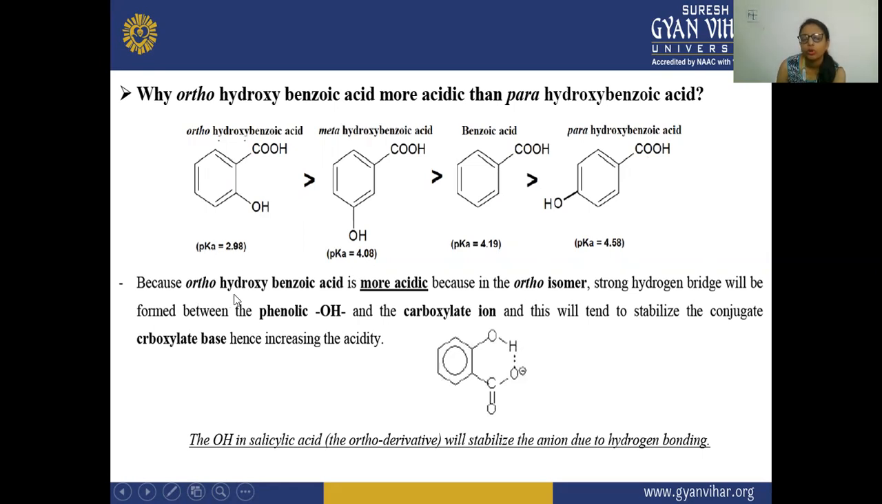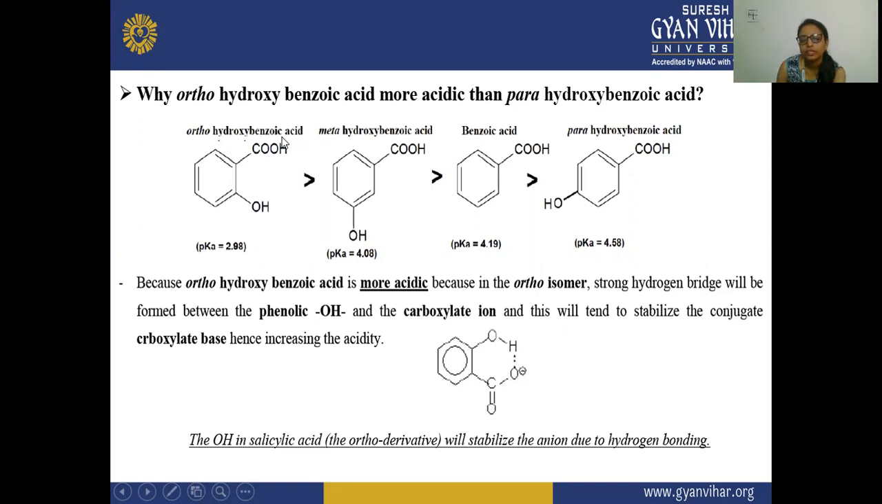So ortho-hydroxybenzoic acid is more acidic because in the ortho isomer, the strong hydrogen bonding bridge will be formed between this phenolic OH and this carboxylate ion, and this will stabilize the conjugate carboxylate base, hence increasing the acidity.